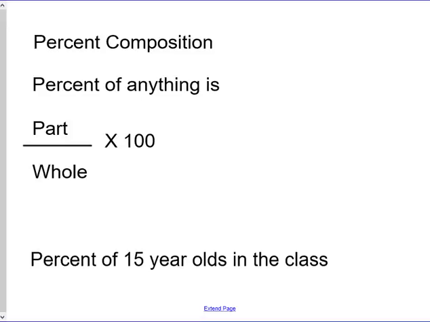So today we're going to talk about something called percent composition. Percent composition tells us that we're looking at how much something is made of. So, percent of anything is the part divided by the whole times 100. For example, earlier this year we took data on the percent composition of our class.